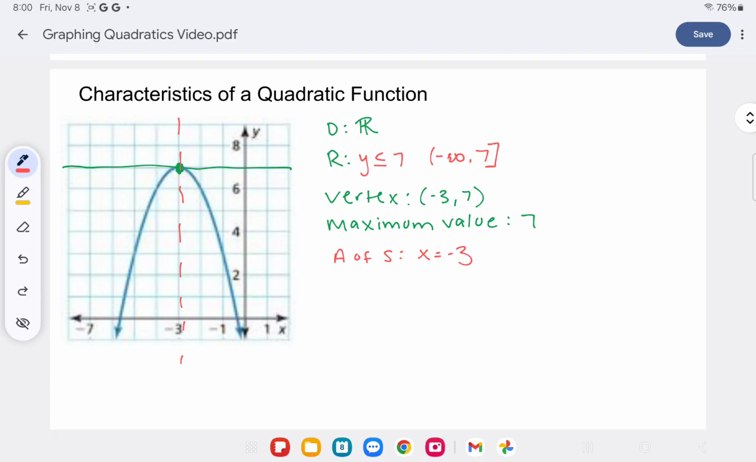Other characteristics about this graph, if we wanted to say where the function is increasing and where the function is decreasing: increasing means what parts of the parabola have a positive slope, and at what parts during the graph does it have a negative slope would be decreasing. So on the left side of the graph, it is increasing. It's going up, up, up, up, up. And on the right side of the graph, it's decreasing. It's going down, down, down, down, down.